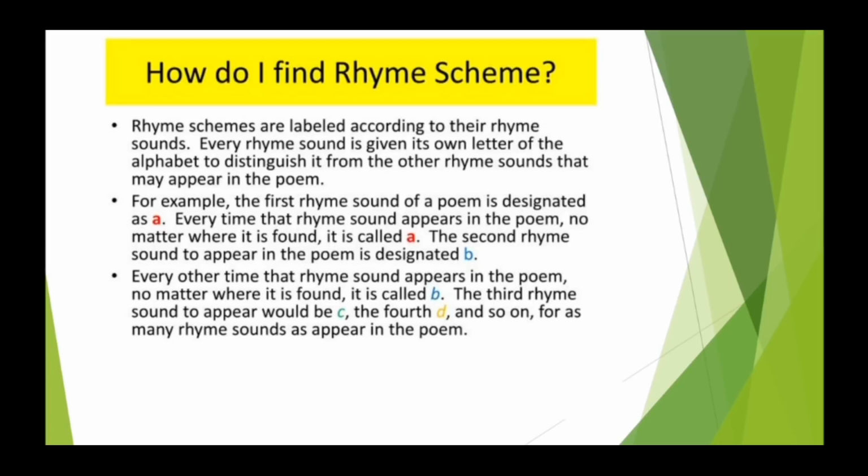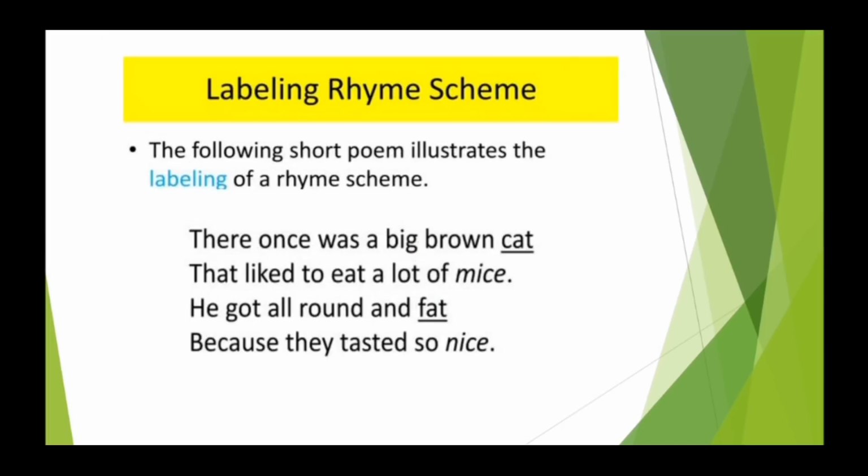The second rhyme sound to appear in the poem is designated B. Every other time that rhyme sound appears in the poem, no matter where it is found, it is called B. The third rhyme sound to appear would be C, the fourth D, and so on, for as many rhyme sounds as appear in the poem. So let's see one poem for more clarity. Now here in this poem we will find out the rhyme scheme.